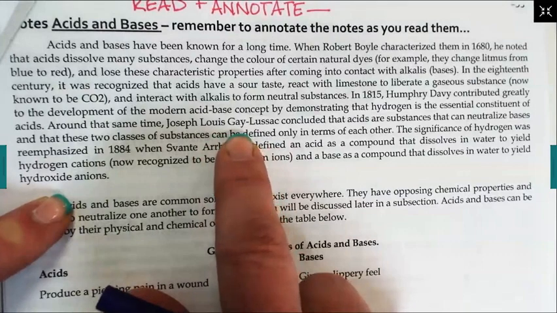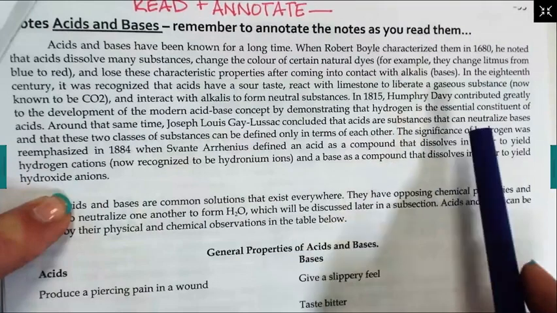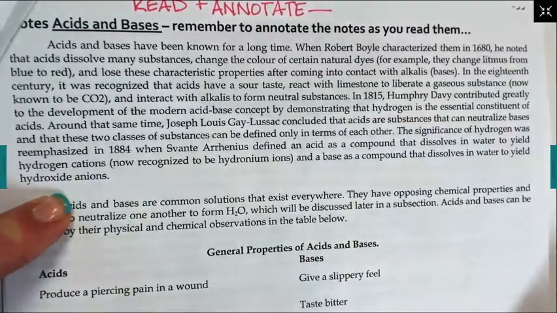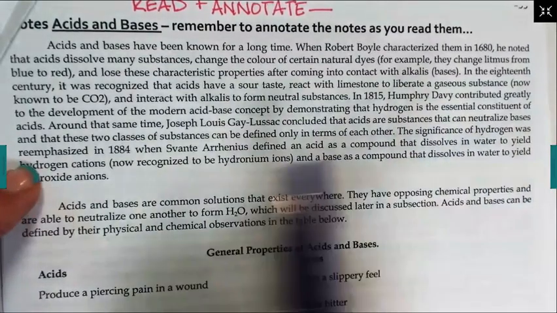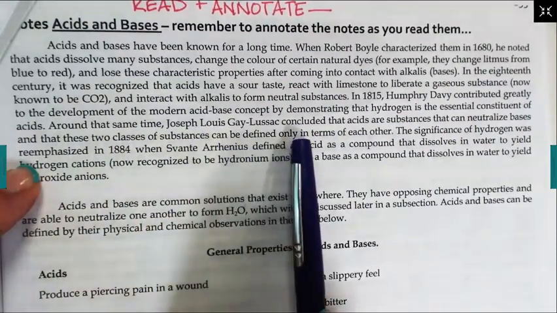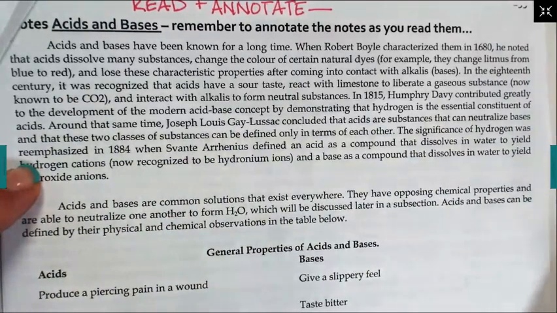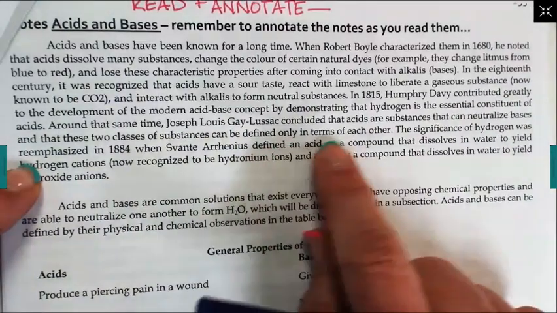No? Okay. Around the same time, Joseph Gay-Lussac concluded that acids are substances that can neutralize bases, and that these two classes of substances can be defined only in terms of each other. That's just romantic. Yin and yang, right? You can only define them in terms of the other.